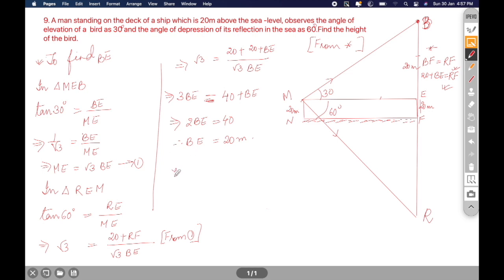And the height of the bird from the sea level is 20 meters plus 20 meters. That is BE plus EF, which is equal to 40 meters. So if we find the height of the bird from the deck of the ship, it is 20 meters, and from the sea level it is 40 meters. So we can consider this as the answer.